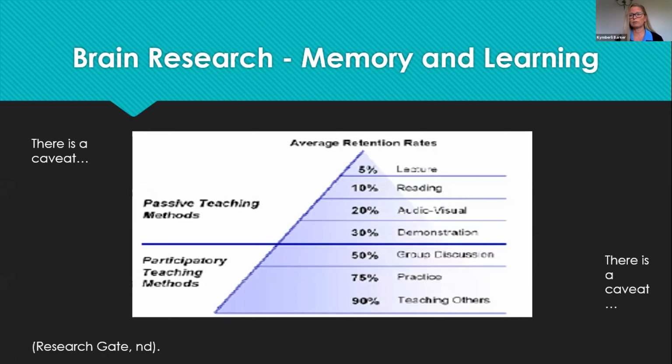So we're going to start with talking a little bit about brain research. One of the things that we've learned over time with regard to brain research is that there are passive teaching methods and there are participatory teaching methods. There's a lot of research regarding these concepts from both sides, as there is with most research. But what I would encourage you to do is consider your own learning styles and the learning styles of your students, whatever grade or age you are teaching.